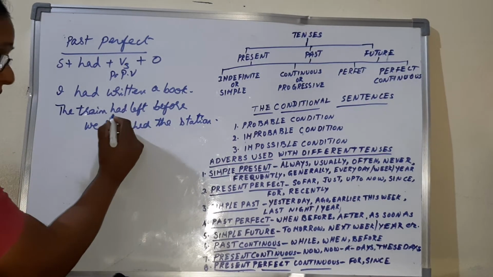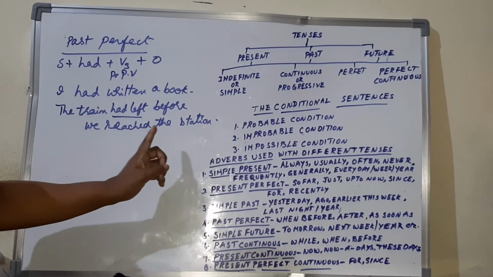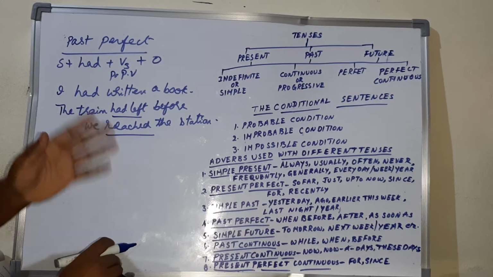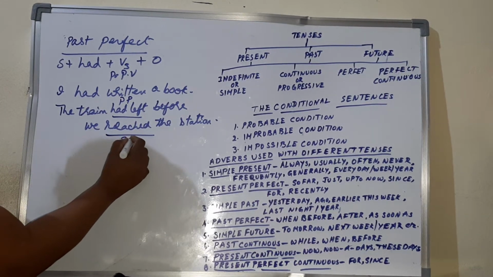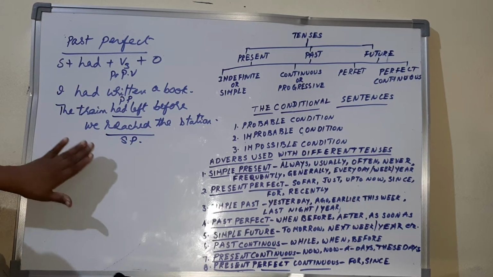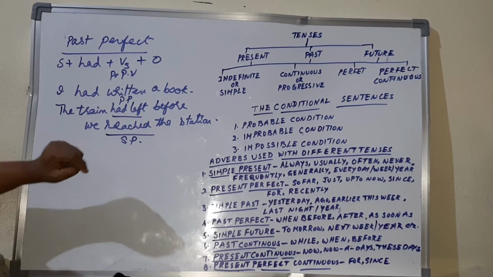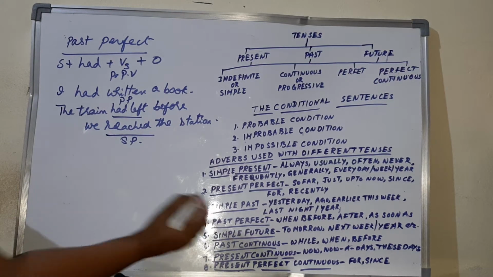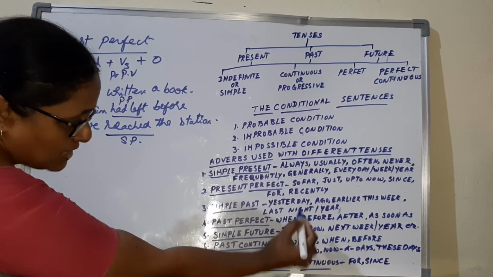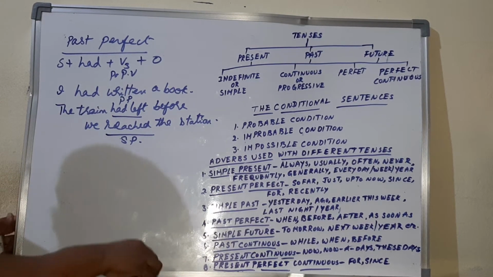See, the time had left is the first action, and we reach the station is the second action. So for the first action we use past perfect, and for the second action we use simple past. This is also a combination of two tenses. To combine simple past and past perfect, we use when, before, after, as soon as along with past perfect tense.